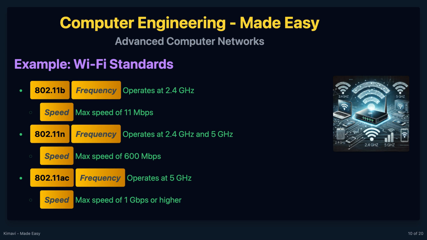Some common standards include 802.11b, which operates at 2.4 GHz with a maximum speed of 11 Mbps, 802.11g, which operates at 2.4 GHz with a maximum speed of 54 Mbps, 802.11n, which operates at both 2.4 GHz and 5 GHz with a maximum speed of 600 Mbps, and 802.11ac, which operates at 5 GHz with a maximum speed of 1 Gbps or higher.